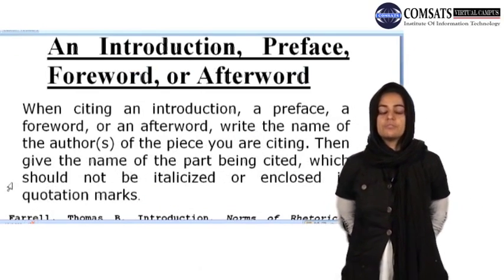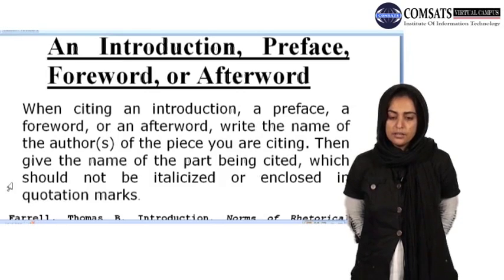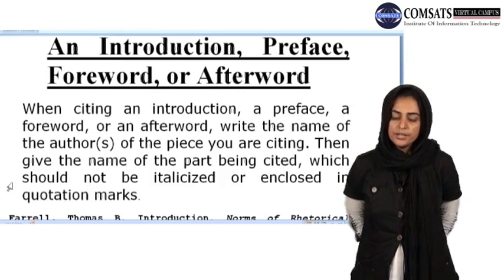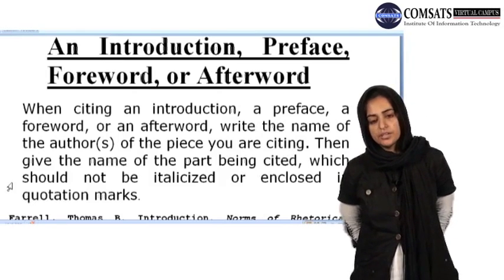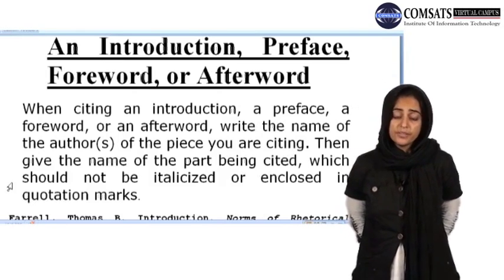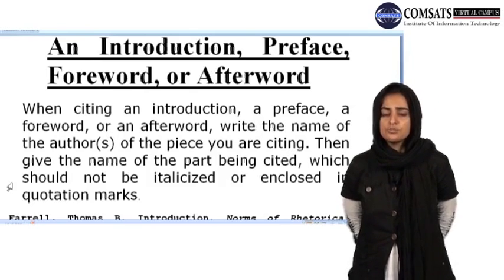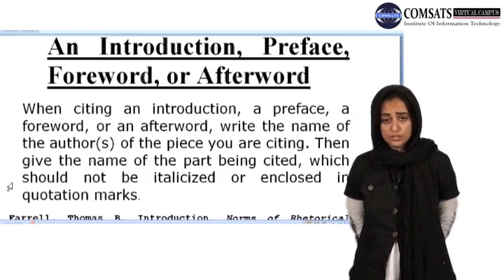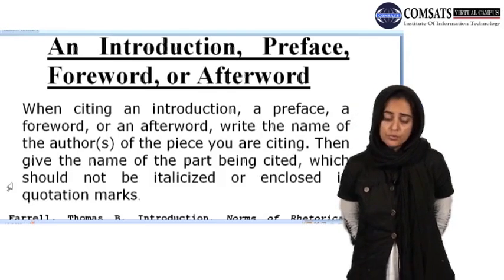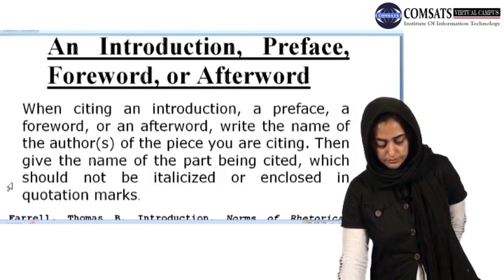Now there is something different that we call an introduction of a book, the preface of a book, the foreword of a book, or afterword of a book. Now if you have picked up some information from, say, the preface or the introduction of the book, and you want to create the detailed reference for the works cited page through MLA referencing style, then how to do it? Kindly have a look on the screen.